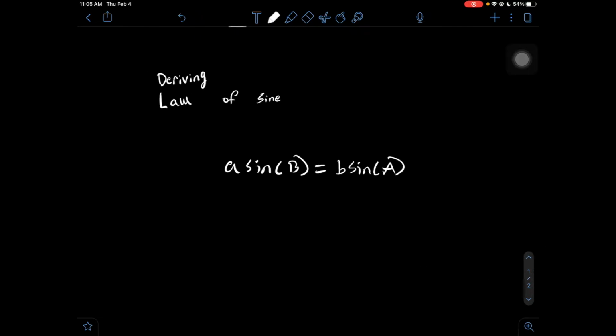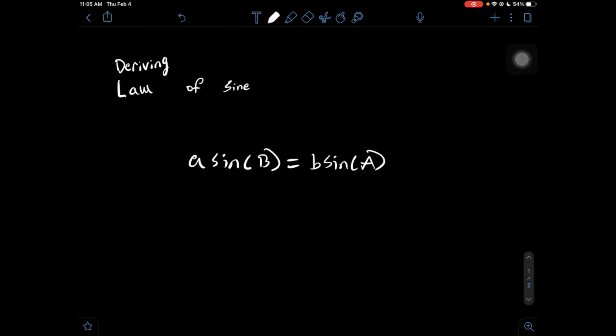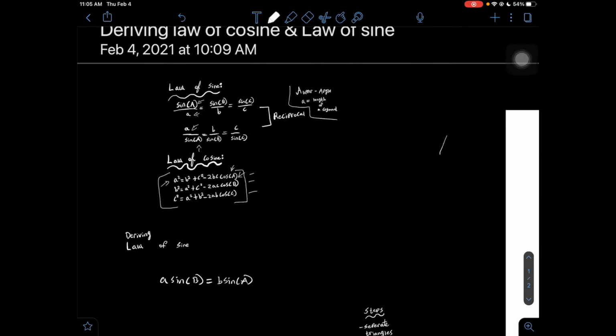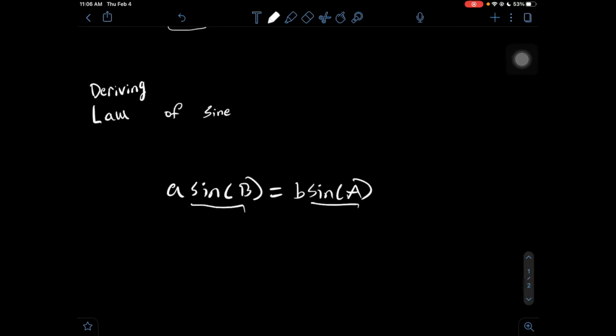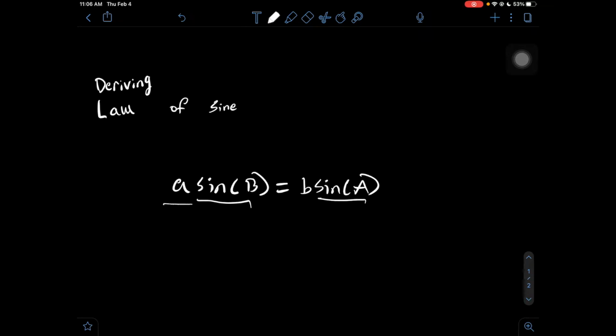Now, remember, our law of sine looks something like this. We already have a sine of B and b sine of A. In this top area, we have sine of A equals sine of B in the numerators, so let's try to get to that. What we can do is divide both sides by a, to get rid of this coefficient.